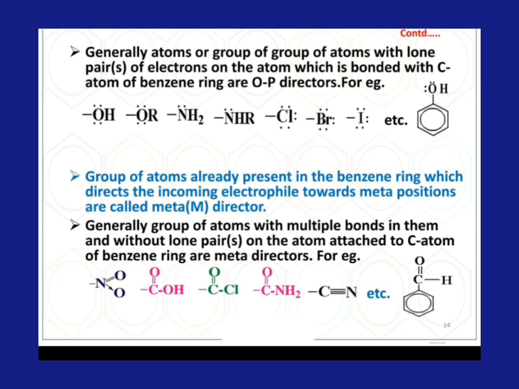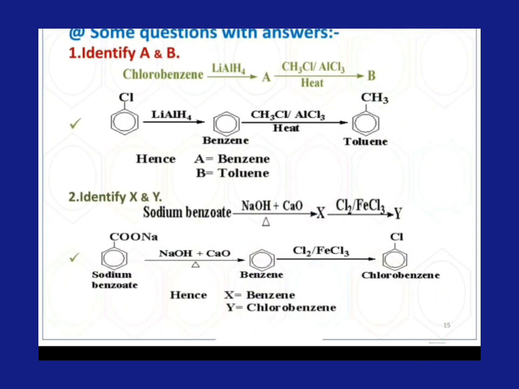Generally, a group of atoms already present in the benzene ring which directs the incoming electrophile toward the meta position is called a meta director. Here you see in the molecular structure. Some important questions which are also asked in the +2 board exam.